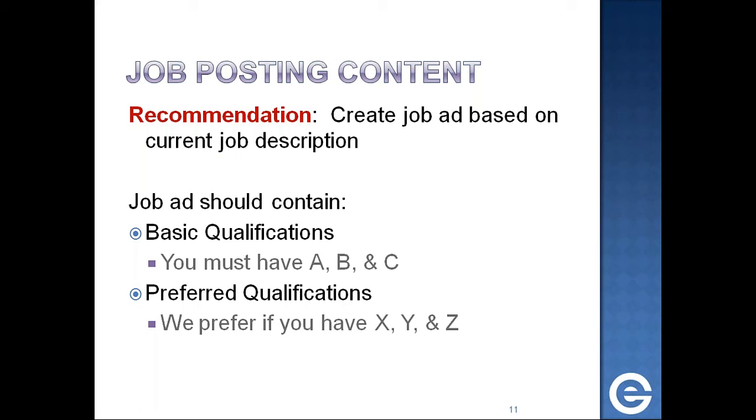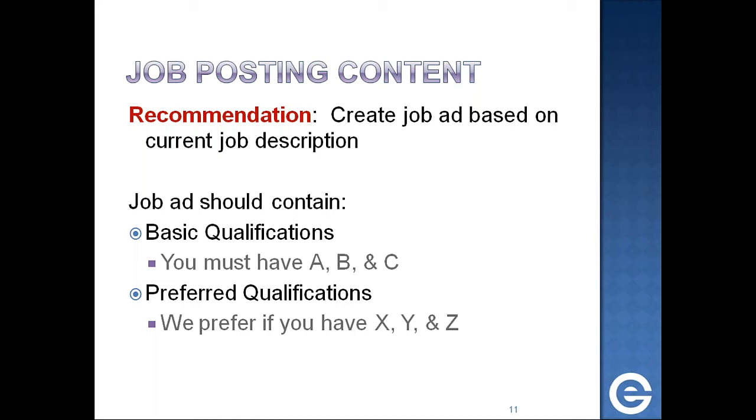Most of you have current job descriptions, so this is an area where you need to always review your job descriptions, go over them with the hiring managers to make sure the qualifications are current and it's exactly what the hiring manager is looking for. You must have A, B, or C. Then you might want to add preferred qualifications. We prefer if you have X, Y, Z.